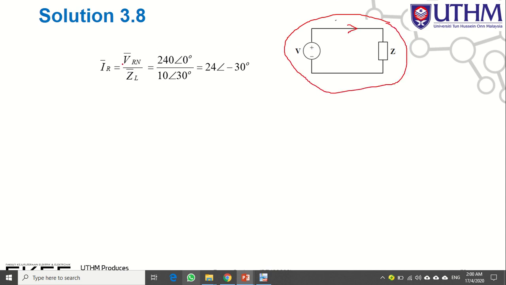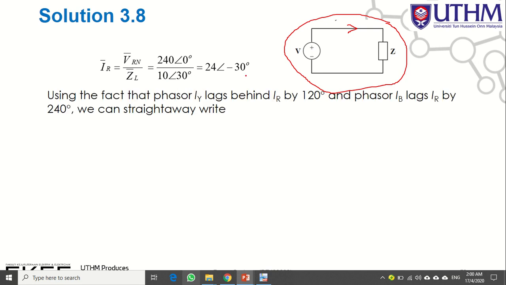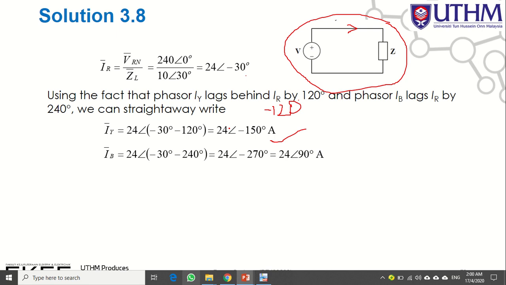For the phase R, IR equals VRN divided by Z. You have VRN, 240 angle 0, divided by ZL. So you get the IR. From the IR, you can determine IY. IY is just minus 120 degrees. Okay, and then you can determine IB. The magnitude is the same. You just plus 120 degrees.